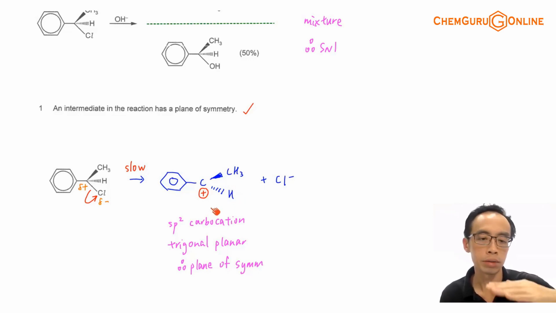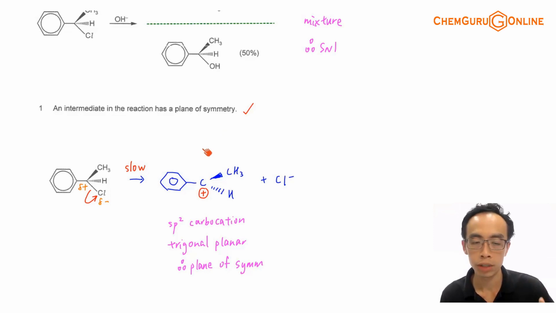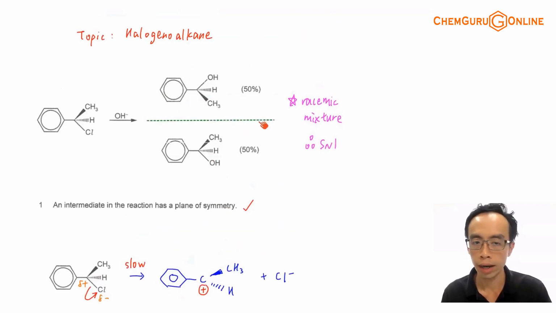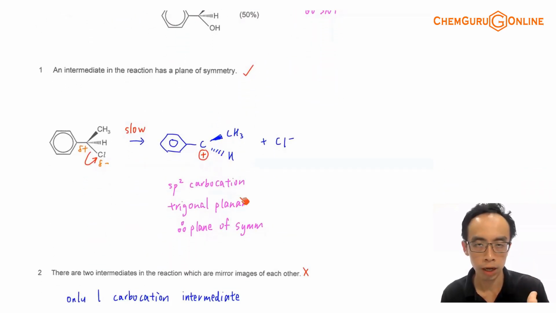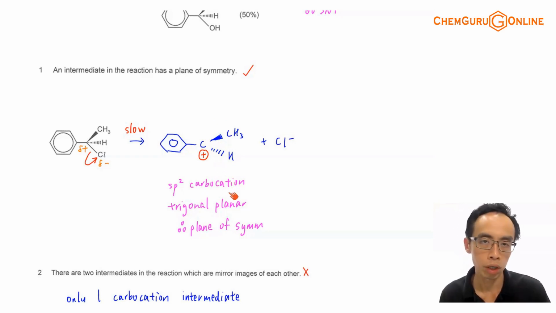And because it is flat, because it is symmetrical, both sides are equally exposed. On top and at the bottom, they're both equally exposed. So when the OH minus comes in, it can attack the top part of the carbocation 50% of the time, and it can attack the bottom part 50% of the time. That's why I'll end up with 50% and 50% of my two products, which gives me my racemic mixture. It's because of the sp2 carbon, which is planar, and because of this plane of symmetry, it can be attacked from both sides to equal extent, and this will give me a racemic mixture which is optically inactive. So number 1 is correct.